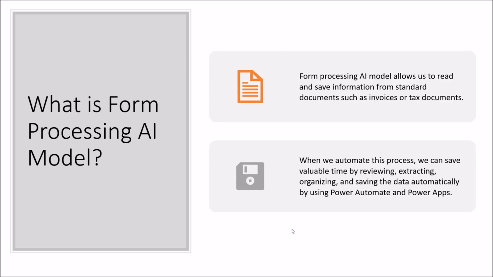Now let me get started with our first topic, that is, what is the form processing AI model? The form processing AI model allows us to read and save the information from standard documents such as invoices or text documents. When we automate this process, we can save valuable time by reviewing, extracting, organizing and saving the data automatically by using Power Automate and Power Apps. So in short, form processing scans our document and extracts the useful information from our form automatically, so it doesn't require any human interaction for scanning or reading the form.